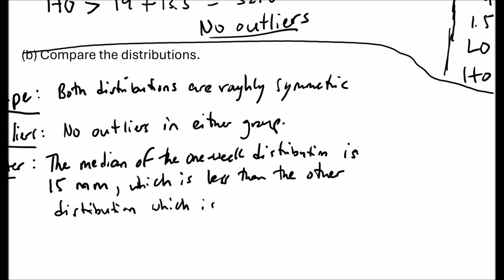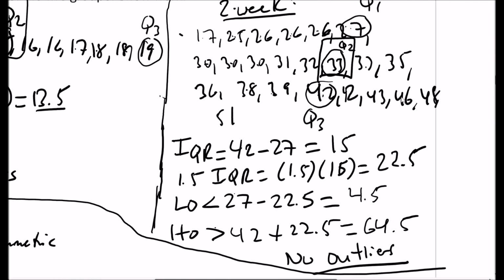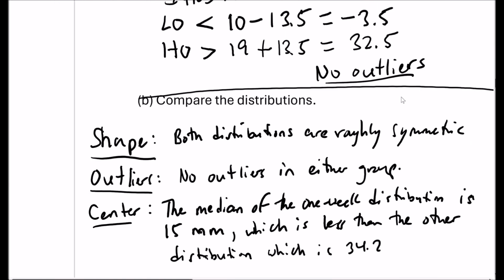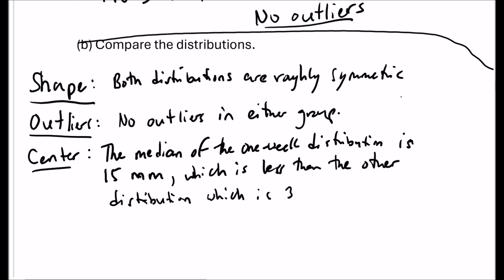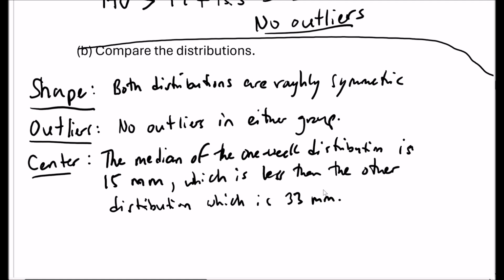Which is 34.2. It was, let me double check it. 33, sorry. I was going to say 34, 32, 33 millimeters. Okay. So you can look at the center here. You can also look at the median or the mean. If you compared the means, this would be appropriate as well, especially because they're symmetric. So you could use the center as the mean. All right, that would be appropriate as well.